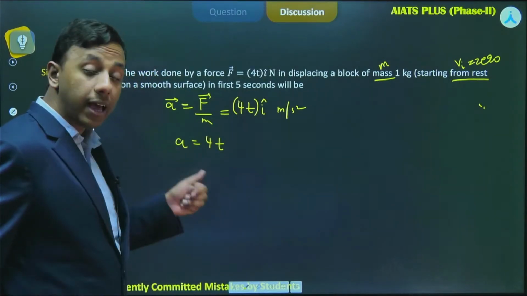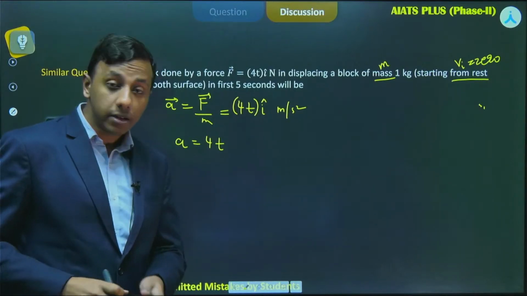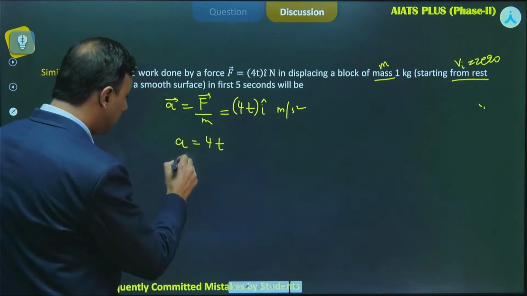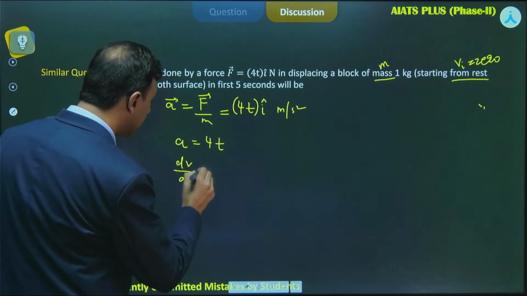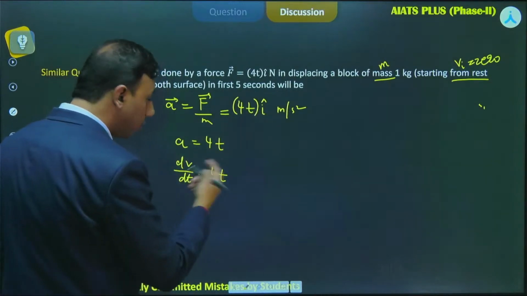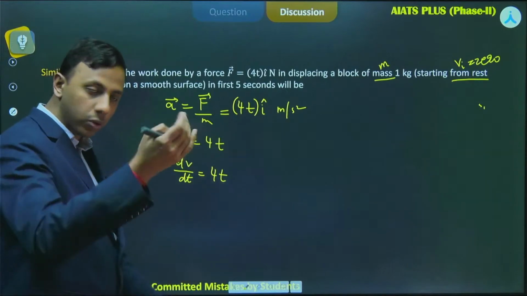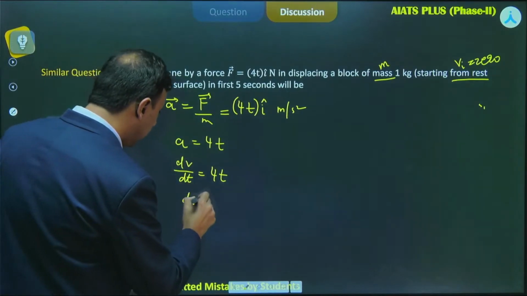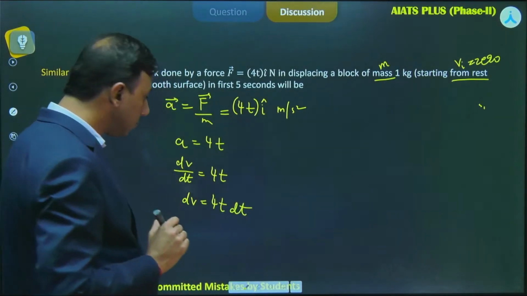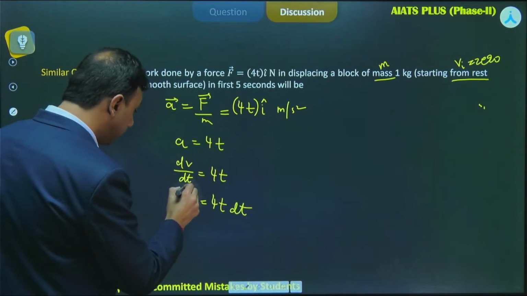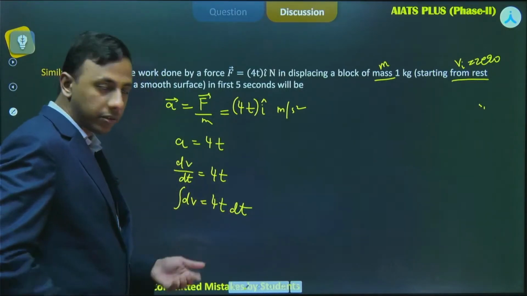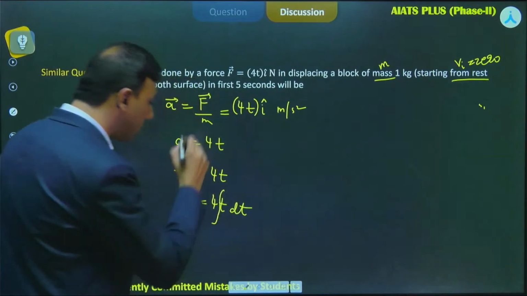Now, can we express acceleration in terms of something? Acceleration can also be written as dv by dt. So dv by dt equals your 4t. Take this dt over there. So dv is equal to 4t dt, then integrate both sides. When you do integration, that 4 is a constant, it will come outside. So I'm directly writing the symbol over here.